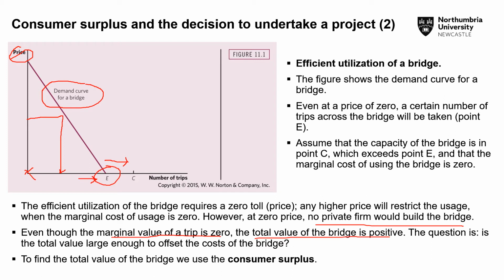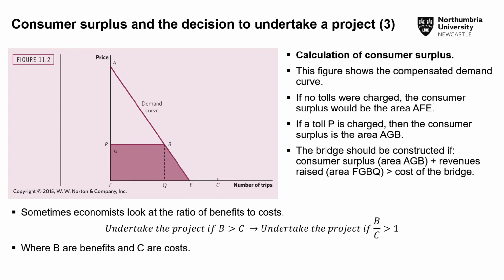So what we now need to do is find the total value of a bridge, and we do this by using the so-called consumer surplus. So what is the consumer surplus? How do we calculate it? Well, the consumer surplus is the difference between the willingness to pay, which is represented by the demand curve, and the actual price that a consumer has to pay. So let's say that we have initially a price of zero, so no tolls are being charged. So what will the consumer surplus be? Well, the consumer surplus will be represented by the triangle A, F, and E. Why? Because no price is being paid. So the price is initially zero.